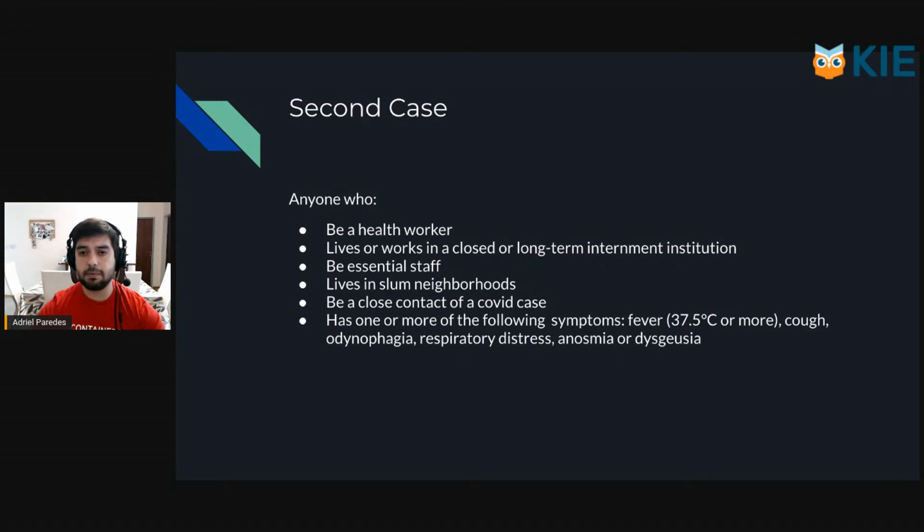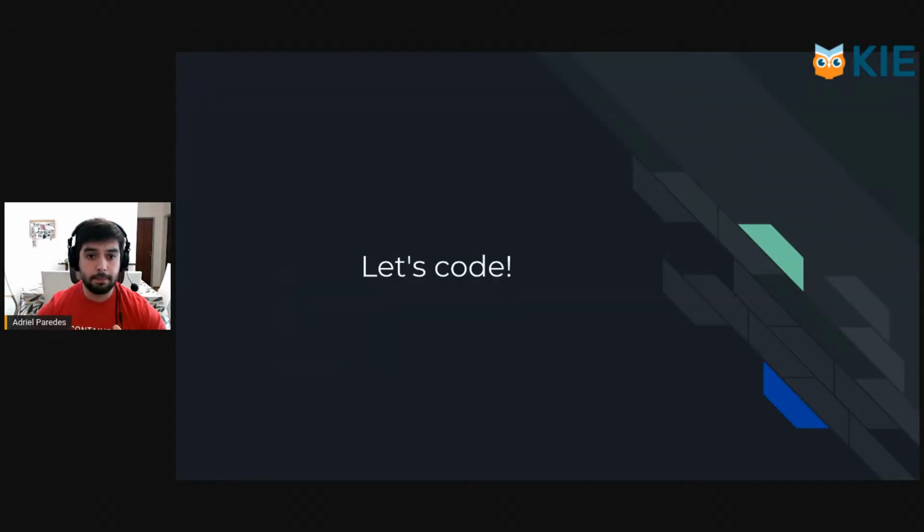If you are essential staff like medics, army, or security forces, you could be a suspect case. Or if you live in a slum neighborhood, that could be another reason. Or of course, if you were in contact with a COVID case in the last 14 days. So these are the two main cases that make the health system suspect you could have COVID, and you should be in quarantine for at least 14 days.